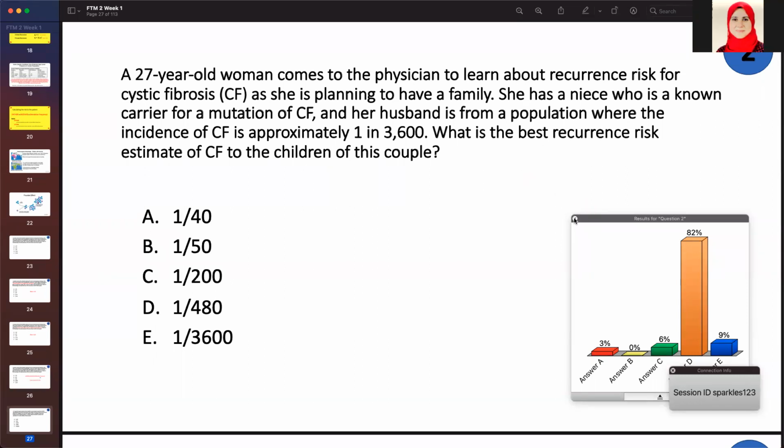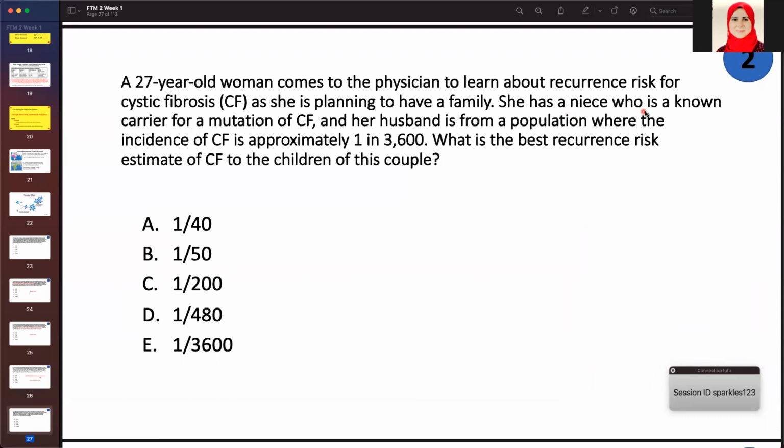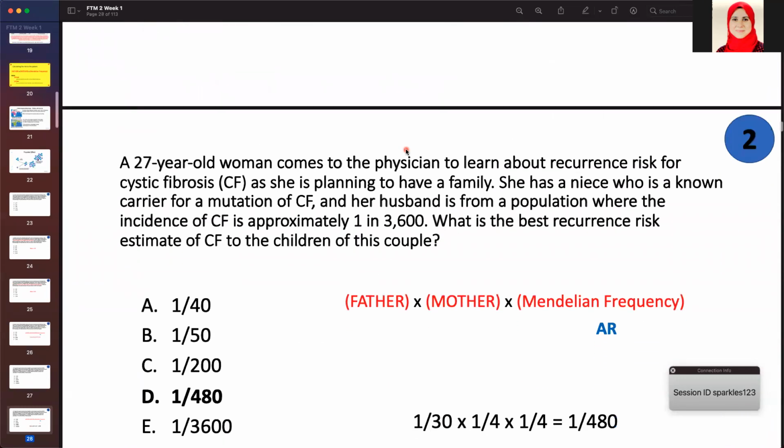They say the woman has a niece who has cystic fibrosis. We know cystic fibrosis is autosomal recessive. Then she has a niece, that means a half risk. I multiply by half, then the man is from a population, let's say 3,600. Since it's cystic fibrosis, I will take the square root of the incidence to get the mutant allele. Then I will multiply by 2 to get the carrier. Is that right? Yes, that actually is great.